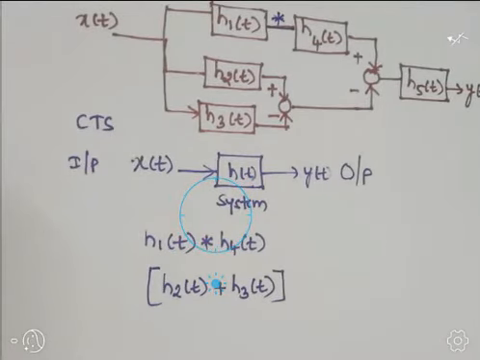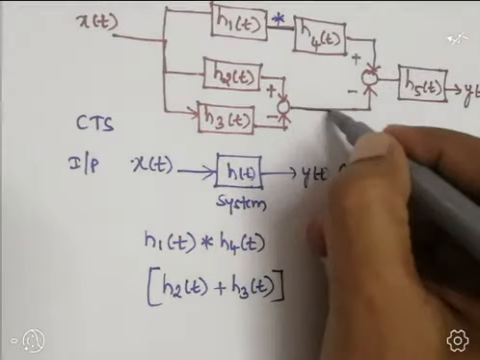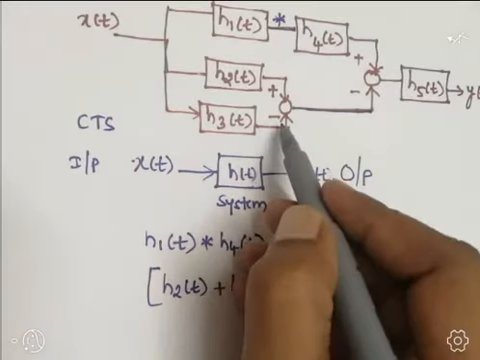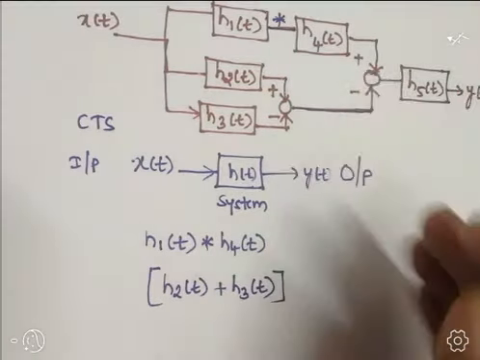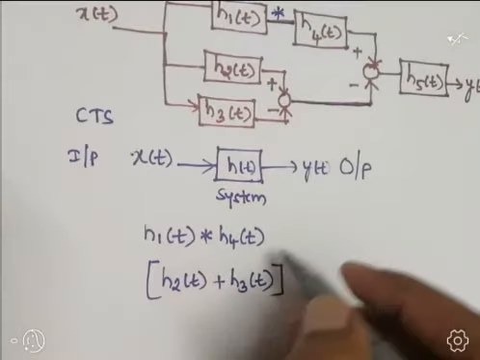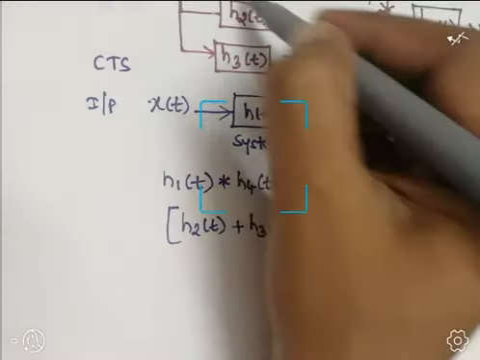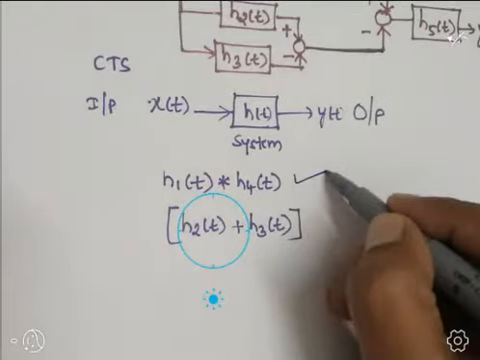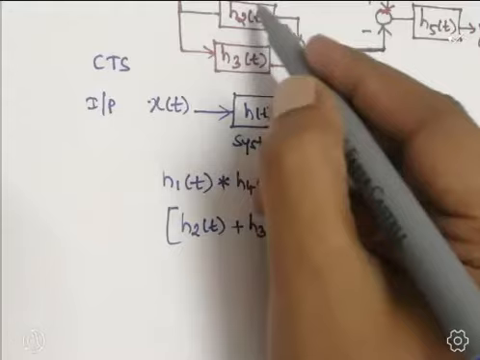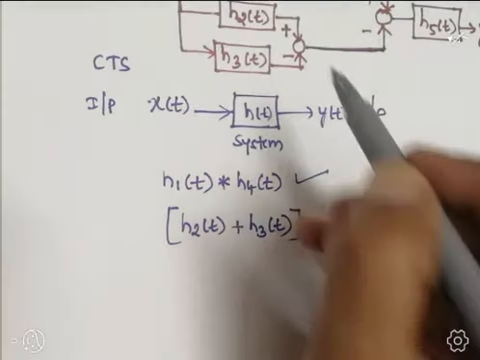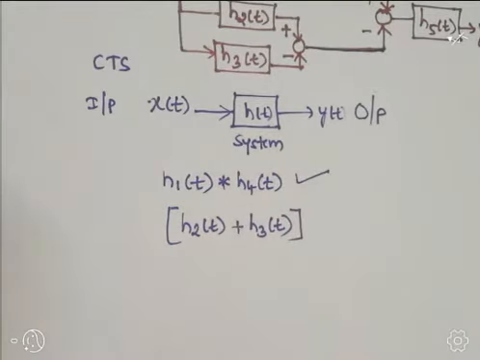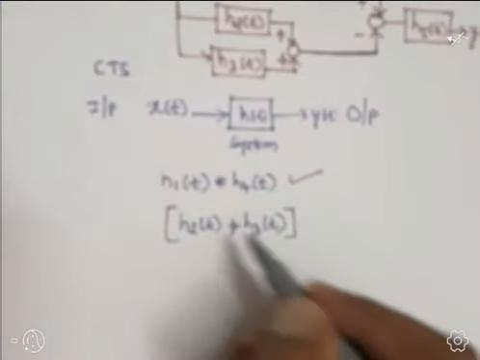Next, this result is subtracted from this result. So this one we simplified, and we got h1 of t convolution with h4 of t. This one we simplified, h2 of t plus h3 of t. Sorry, I made a mistake, it is a plus, because of that reason we are adding.